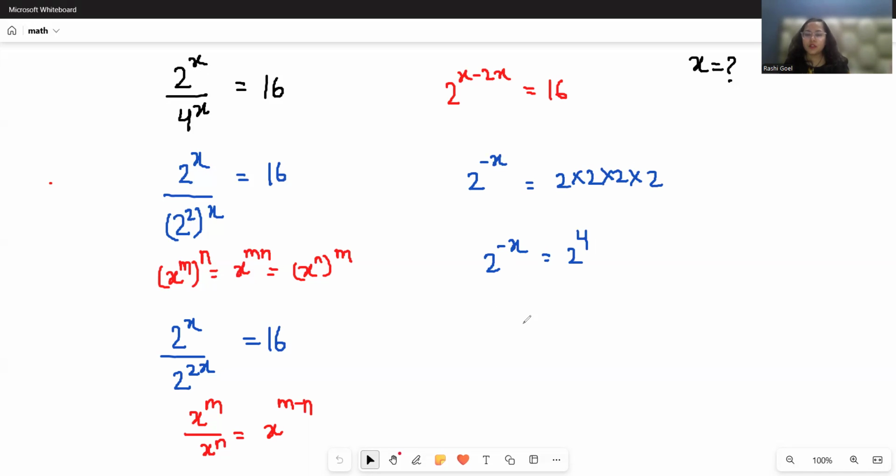Now if we compare both sides, if the bases are equal, their powers are also equal. So if I multiply with negative signs on both sides, x = -4.